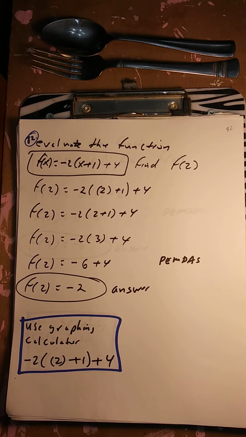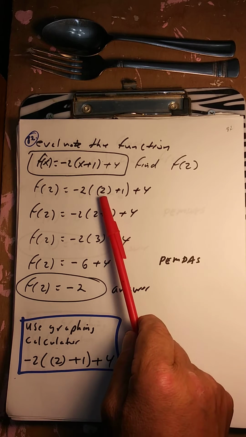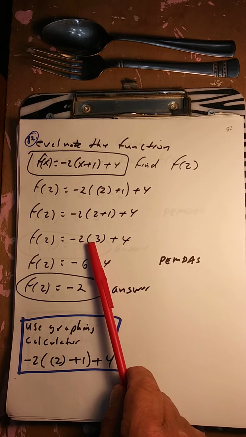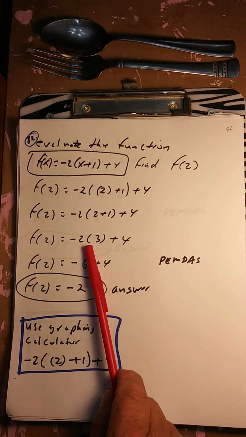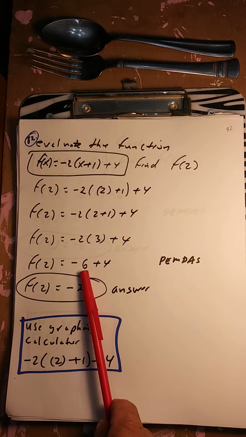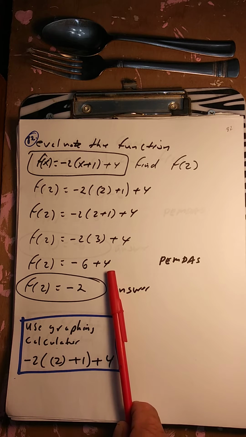Evaluate the function again. f of 2, put it in there. Put a 2 in there for the x. So now take the parentheses off. So 2 plus 1 is 3. Multiplication first, yes. This first, not that one. This is first in the order of operations right here. So negative times positive is a negative, and the negative 6 and the positive 4 is a negative 2.